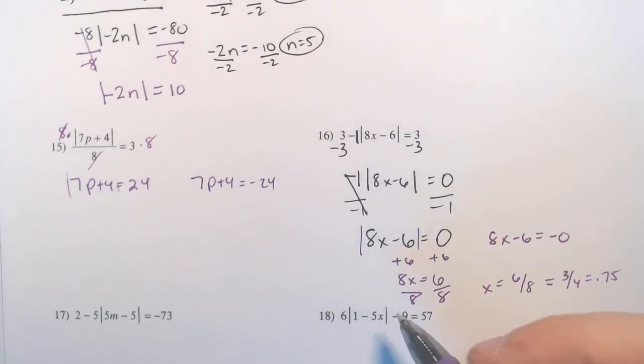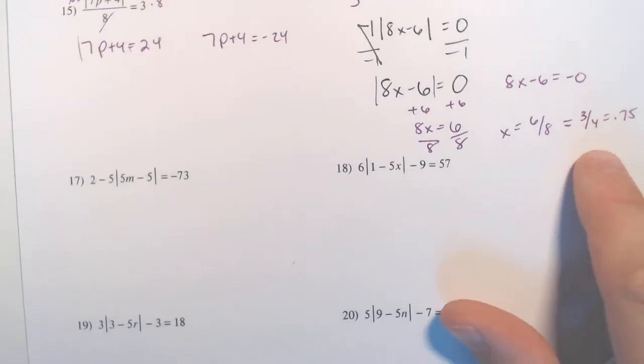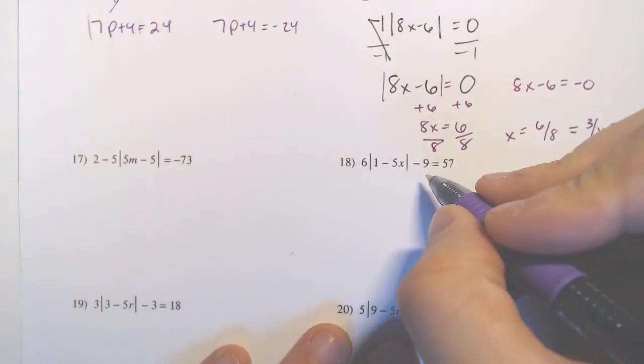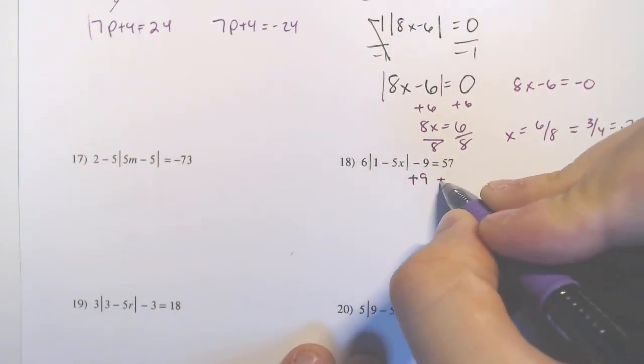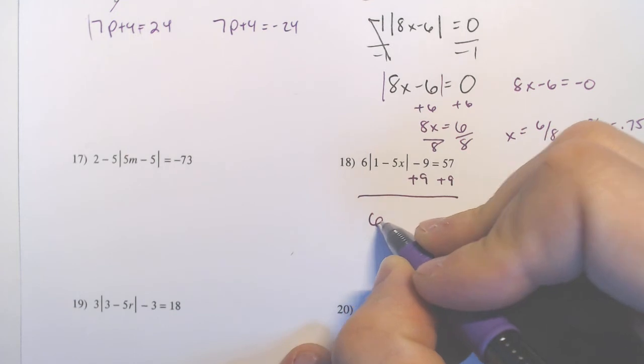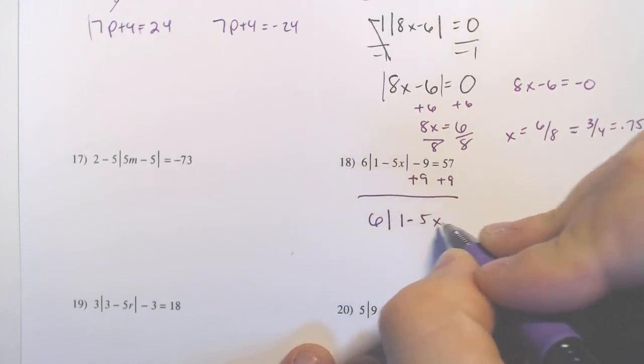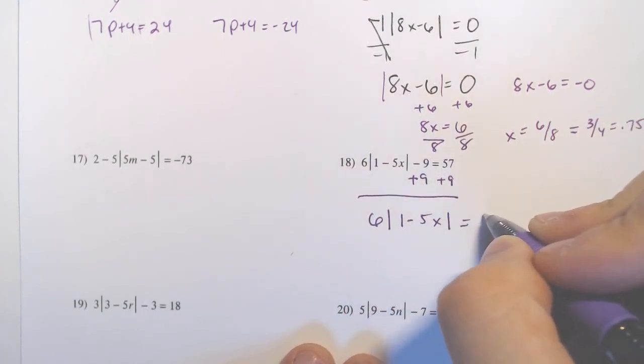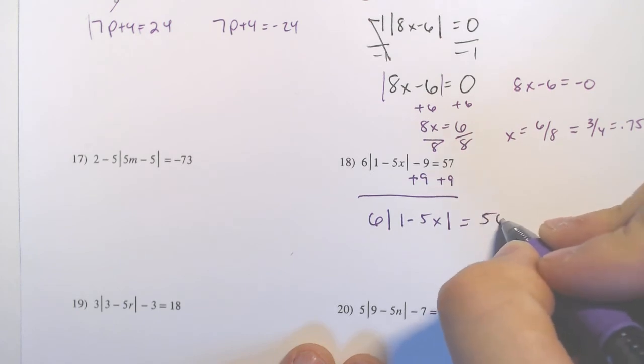I want to do number 18. It's right there. I was debating it for a while. You saw that pause. Add 9. 6, absolute value, 1 minus 5x equals 56.